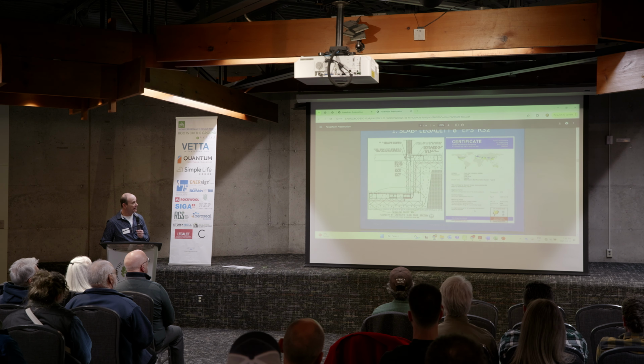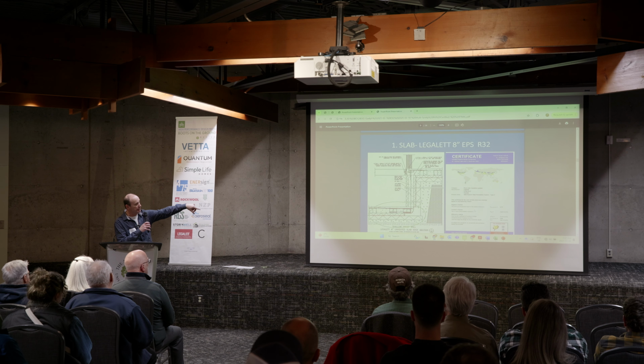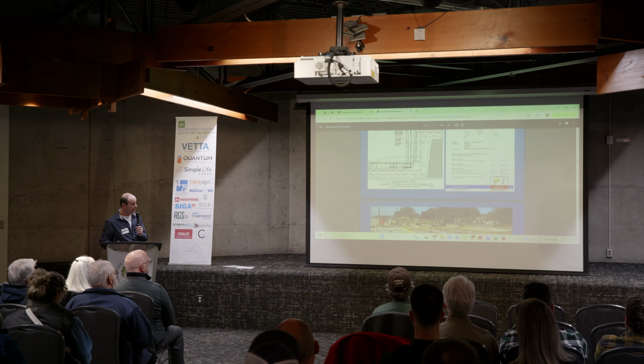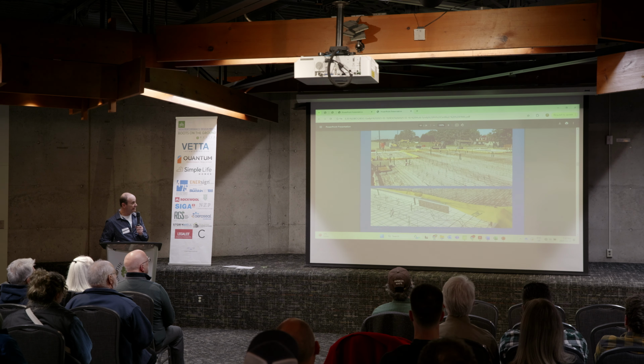You can see the slab on grade, which is the same component assembly as in the basement units. It's a legalett slab on grade with 8 inches of EPS insulation underneath for R32, and the edge detail intersects with the wall insulation layer, so there's continuity, uninterrupted insulation wrapping around the entire building. There's a certificate confirming that it is a Passive House certified component. This is what it looks like when it's being prepped.